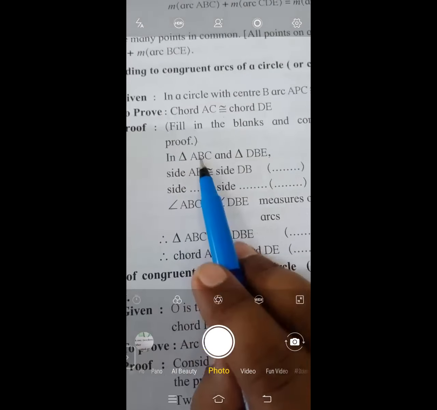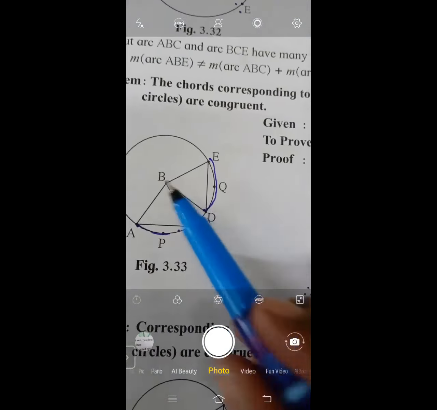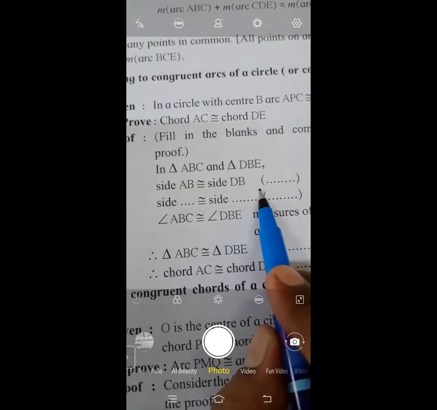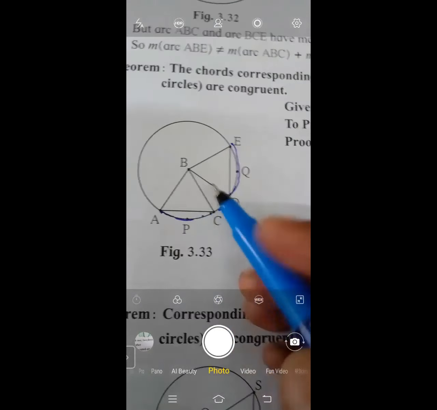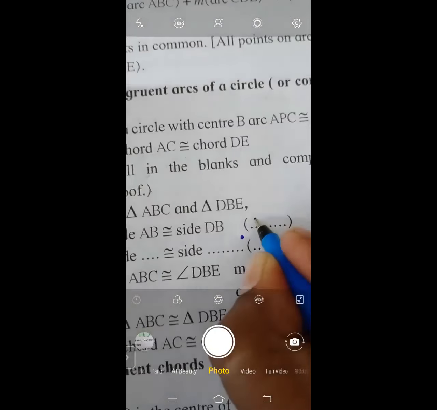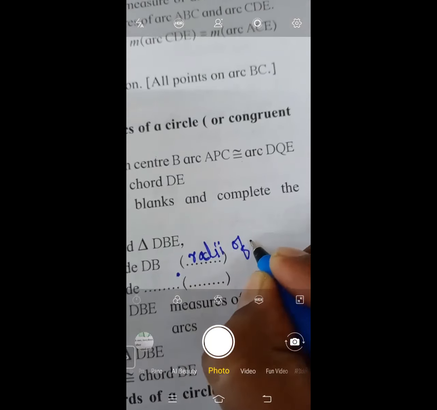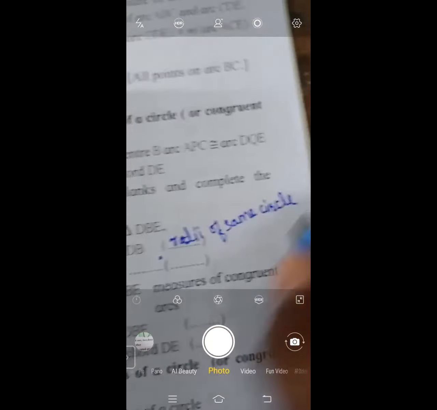In triangle ABC and triangle DBE, you can see the triangles formed, ABC and DBE. Side AB is congruent to side DB. I'll show it with this mark. Why? What is the reason? They are radii of the same circle.